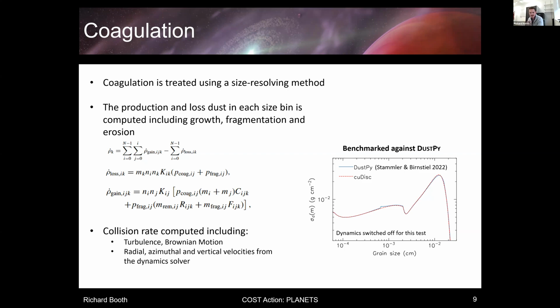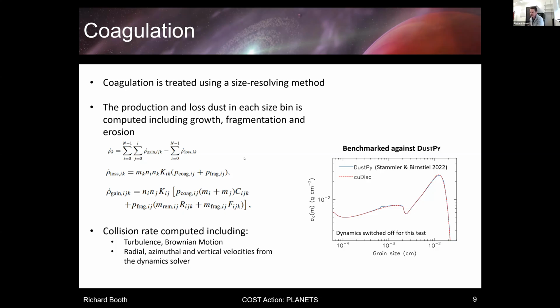So, coagulation takes mass from 2 smaller bins and puts it into a big one, and then fragmentation does the opposite. Benchmarking this against DustPy with the dynamics switched off, we see really good agreement. The code agrees well, which is what you'd expect when the physics is the same.